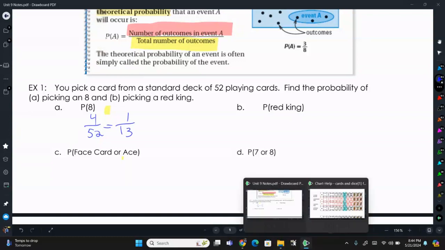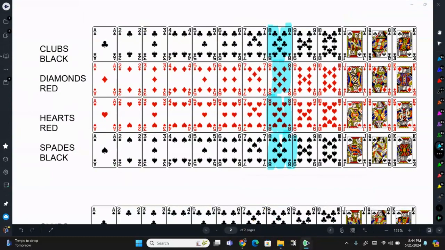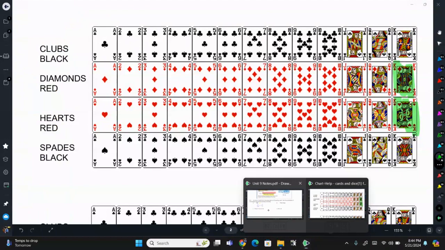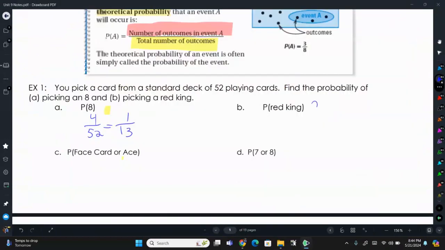All right, letter B, probability of picking a red king. So let's go back and look at our cards. A red king, so if we look at these, how many red kings do we have? We have 1, 2. So we have 2 red kings. So the probability of picking a red king would be 2 out of 52, or 1 out of 26.